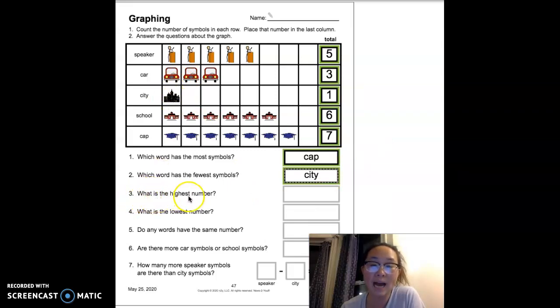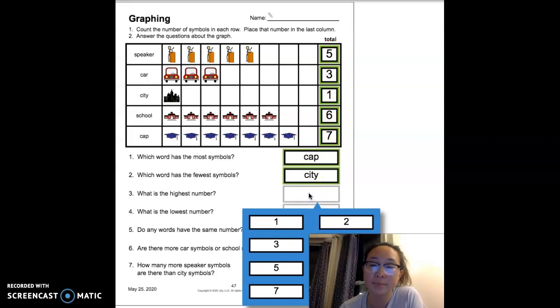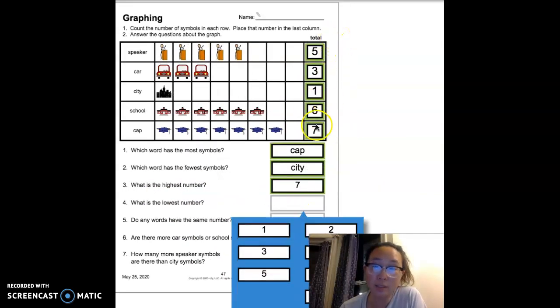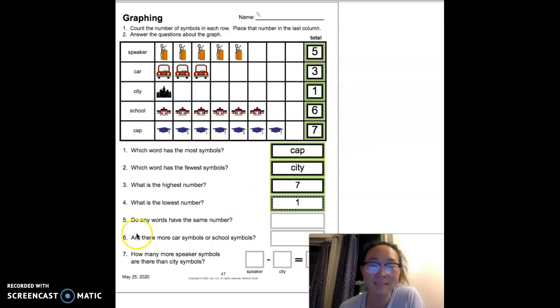Number 3, what is the highest number? So if we look here, which number here is the highest? The highest number would be 7. What is the lowest number? So we know 7 is the highest, but which one here, 5, 3, 1, or 6, is the lowest? Number 1.